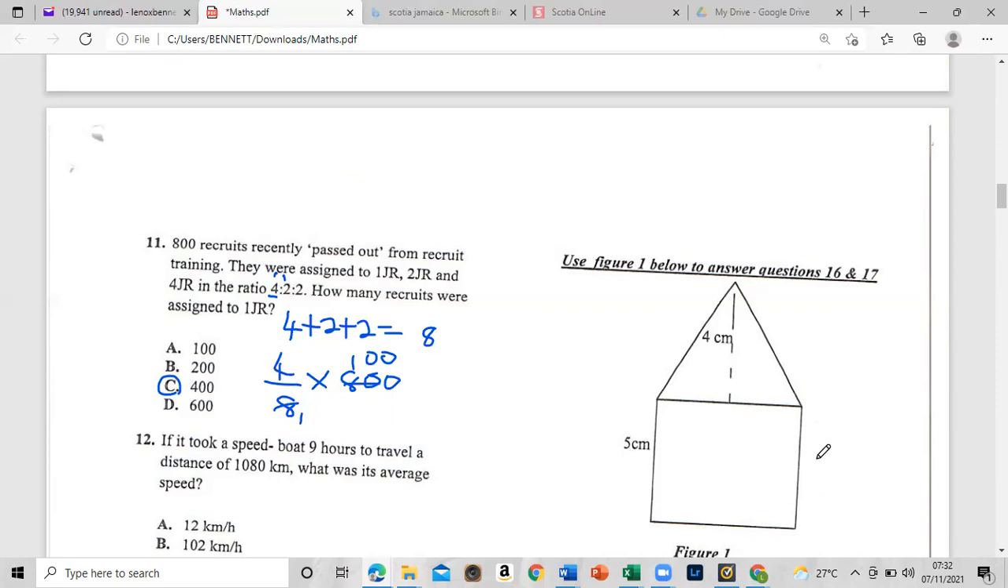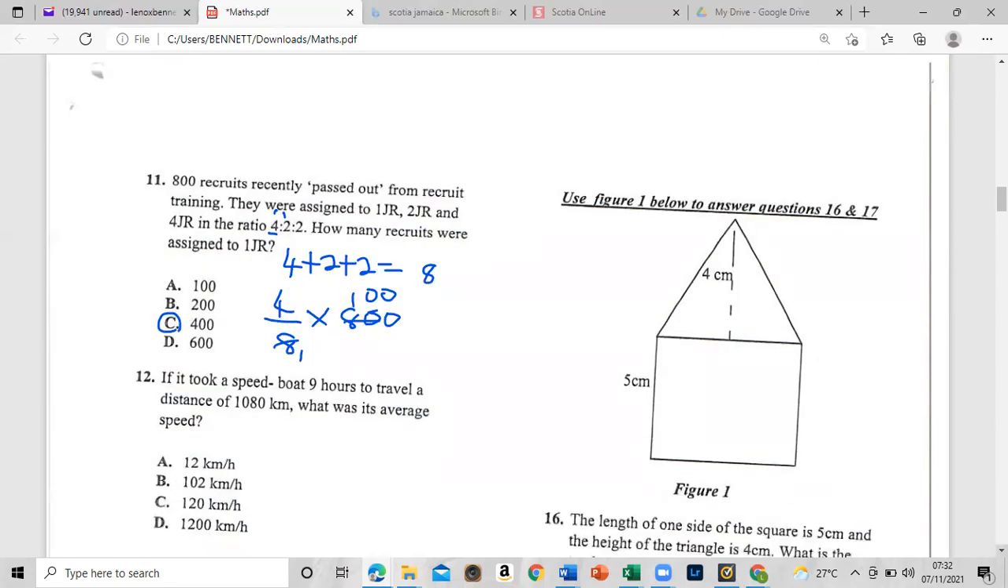If it took a speedboat 9 hours to travel a distance of 1,080 kilometers, what is the average speed? So look, time is equal to 9 hours, and the distance is equal to 1,080. So how do we find speed? Speed is distance over time.